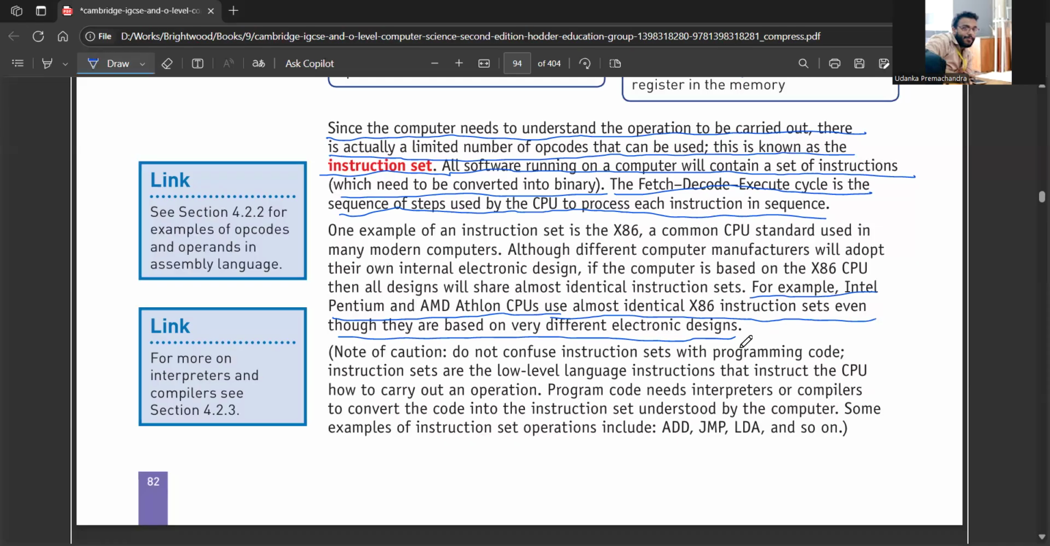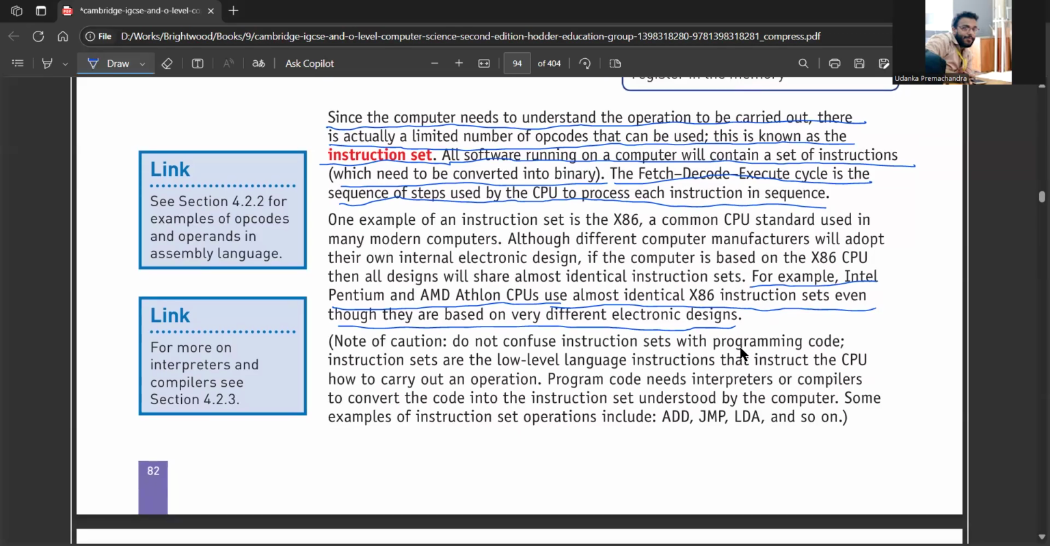Write it underlined. Now a caution, so do not confuse. Please do not confuse an instruction set with programming code. Programming code and instruction set are different. It's not the same.